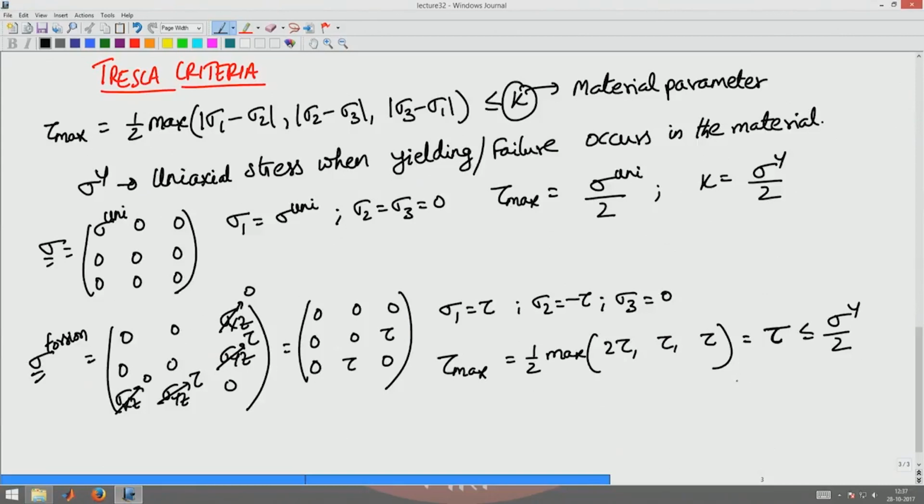So, this tau in terms of torque is given by T by J into R, where R is the radial location of the point. I am interested in the maximum shear stress, so it will be R max, the maximum value of the radial location. This has to be less than sigma y by 2, or my torque must be less than or equal to sigma y by 2 R max into J. That gives you the limiting torque that a circular shaft can see when it obeys the Tresca criteria.